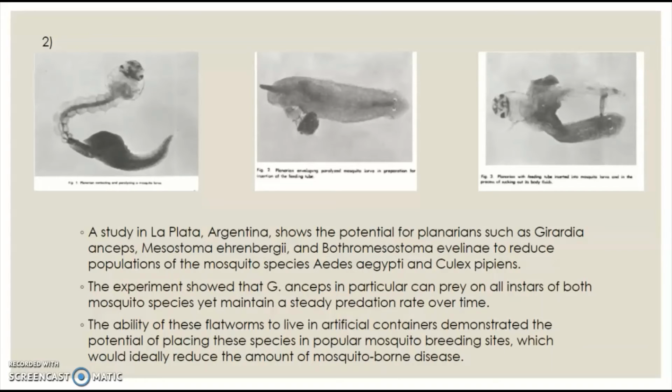The first picture showed the planarian contacting and paralyzing a mosquito larva. Second picture, planarian enveloping the paralyzed mosquito larva in preparation for insertion of the feeding tube. And then third picture, planarian with feeding tube inserted into the mosquito larva and in the process of sucking out its body fluid. So basically, the planarian will go to the larva and then insert its feeding tube into the larva so it can suck out the body fluid, so the larva will die.